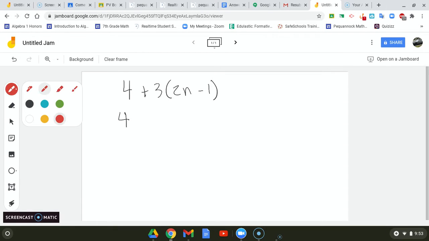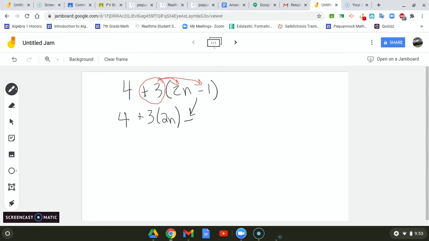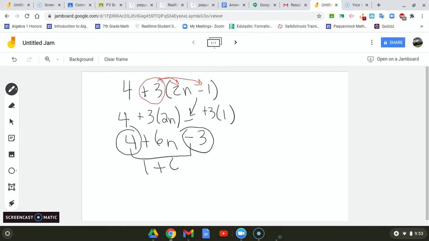Because remember, when we're using our distributive property, the number that's outside the parentheses is going to be distributed to what's inside the parentheses. So when we distribute, we're going to end up with positive 3 times 2n. And then we're going to end up with, if we bring this sign down, positive 3 times 1, which would give us 4 plus 6n minus 3. Then we would combine our like terms, our 4 and our negative 3, and we would get 1 plus 6n. And that's how this problem would end.